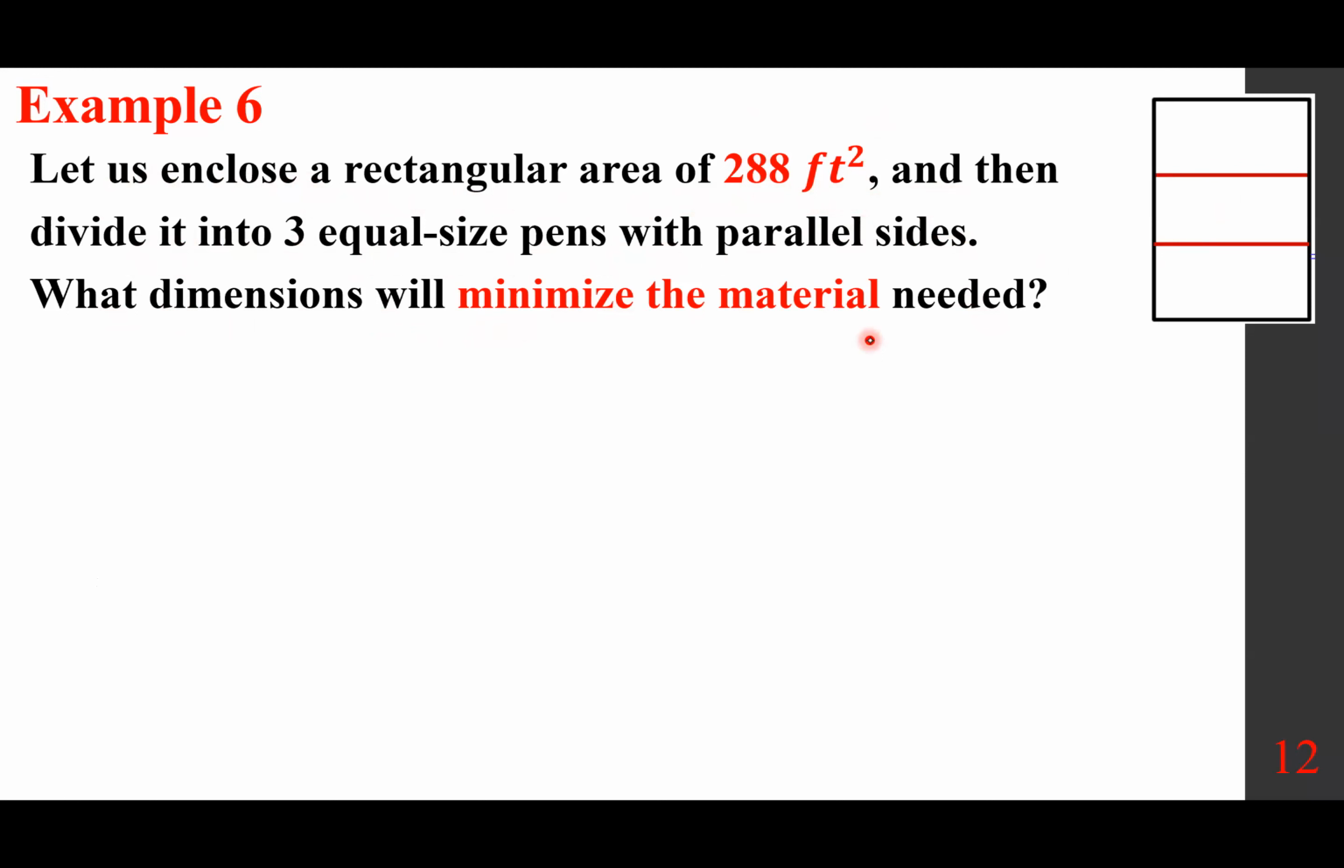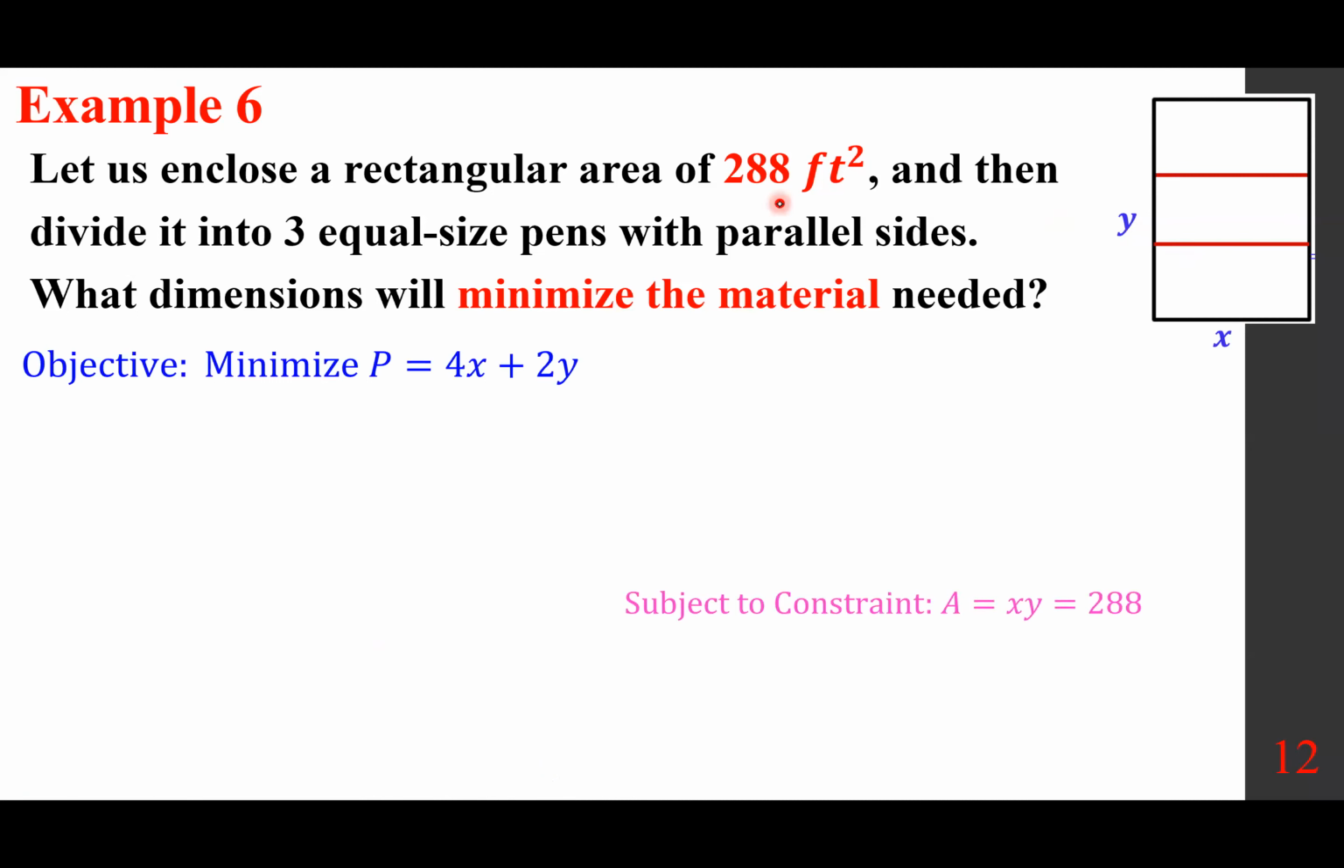So to do so, let's say this is x, this is y. So we have 1, 2, 3, 4 x's, and we have 1 and 2 y. So 4x plus 2y is P, the perimeter that we want to minimize. And the area is x times y, and is 288. That is the constraint.